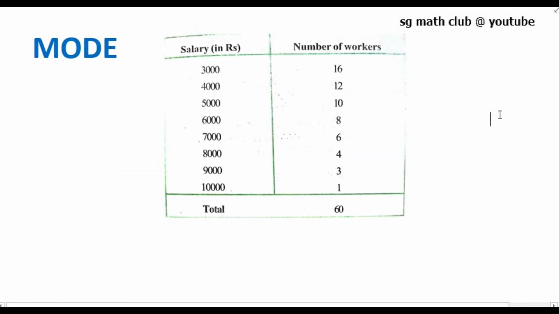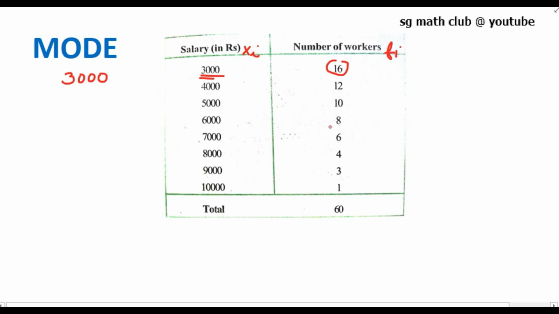So how to find mode of this grouped frequency distribution table? You can see that here salary and number of workers: 16 workers are getting salary 3000, 12 workers are getting salary 4000. This is the observation xi and this is the frequency fi. So what will be the mode of this grouped frequency distribution or this data? We can see that 16 workers are getting salary 3000. So 3000 is the most often repeated score. So mode for this data is 3000.